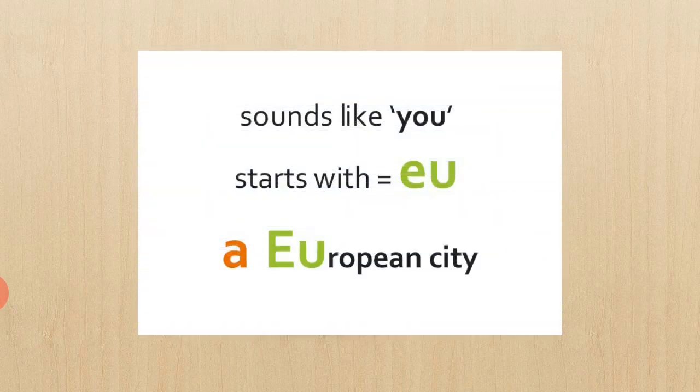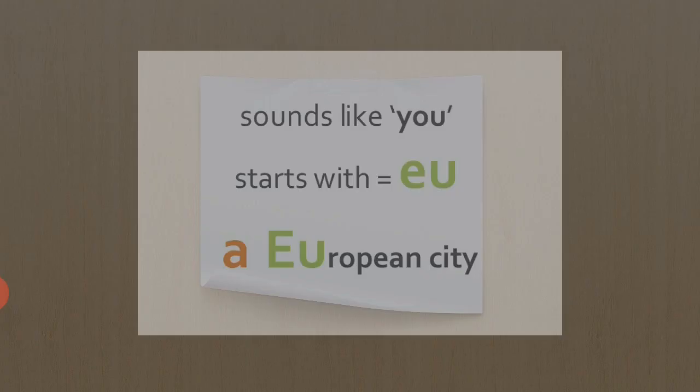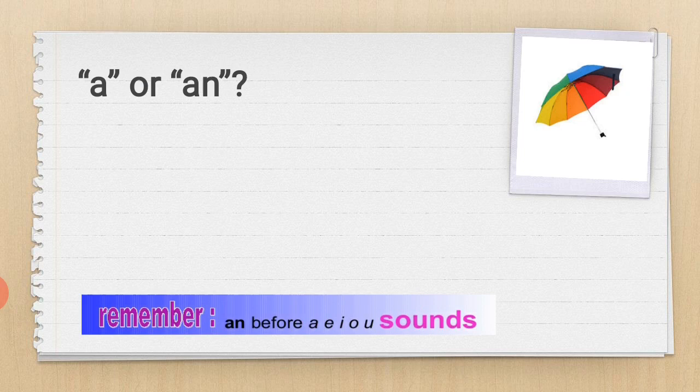And if you see this example also, it is again starting with the vowel alphabets, but the sound that they are producing is Y, a European city. Okay, so a very little activity, but remember, and before the vowel sounds, not the alphabets.